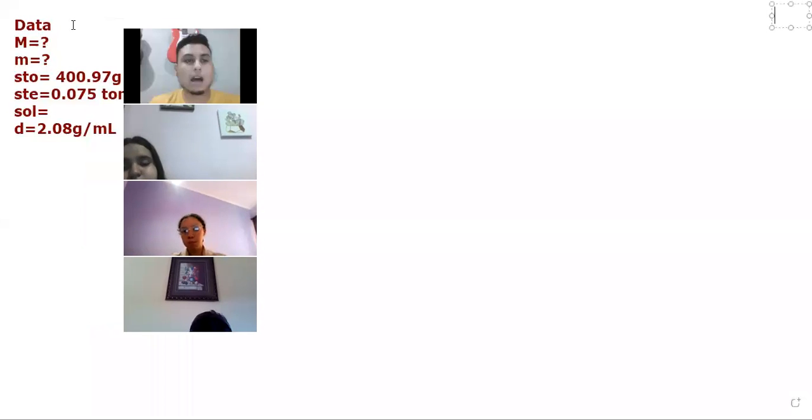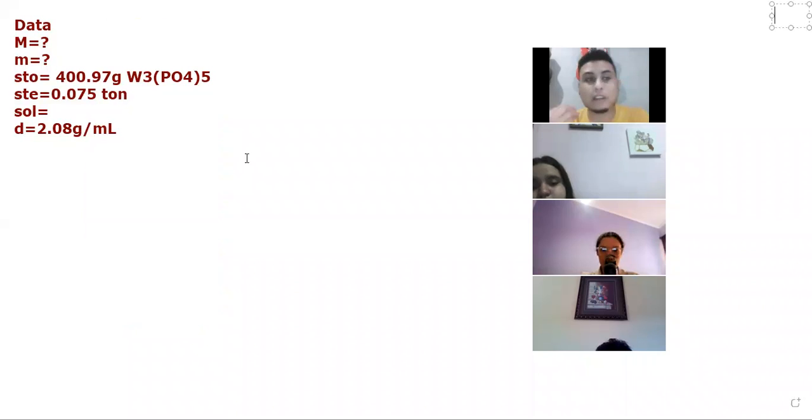Okay. We have this exercise. If you see, we need to find the molarity and the molality, right? Molarity and molality, but we don't have a lot. We have only the solid, or the solute, and the solvent, that is the liquid.